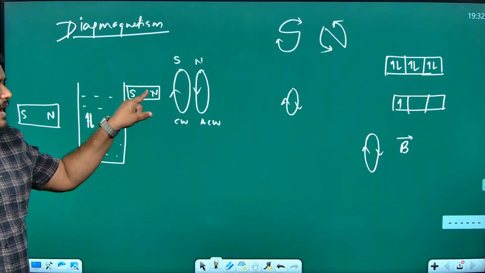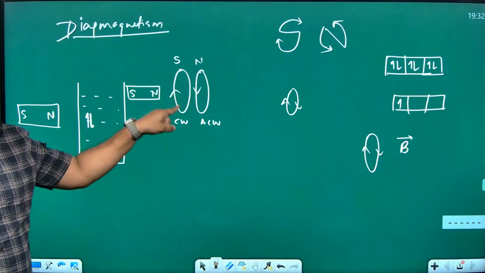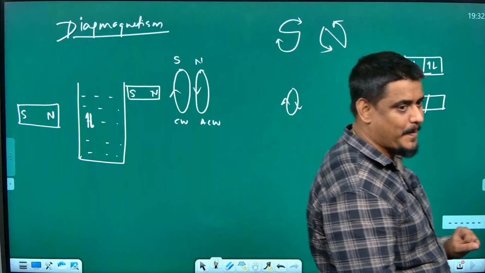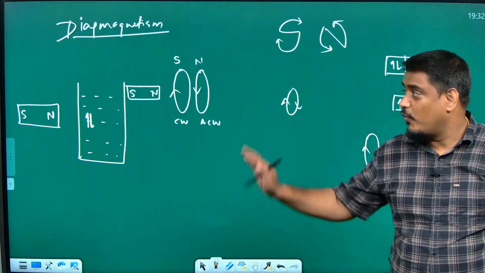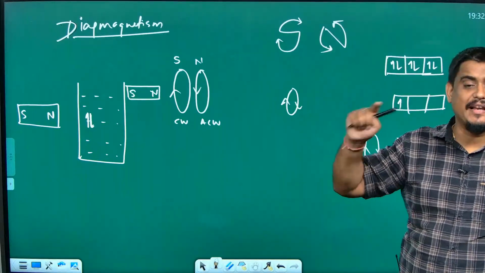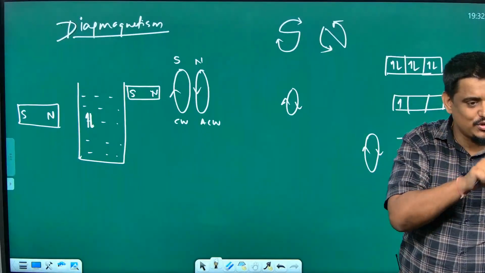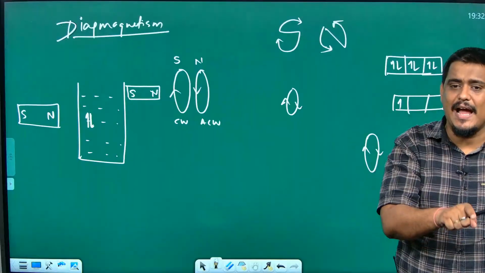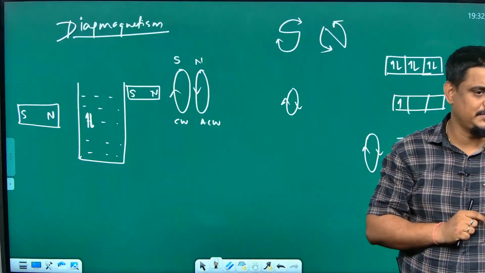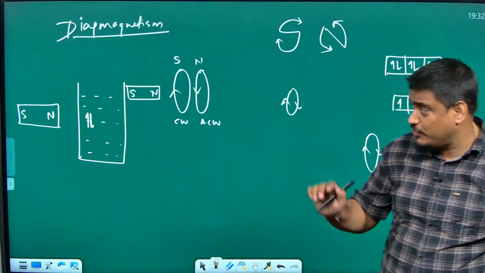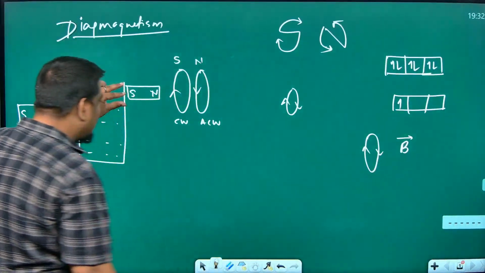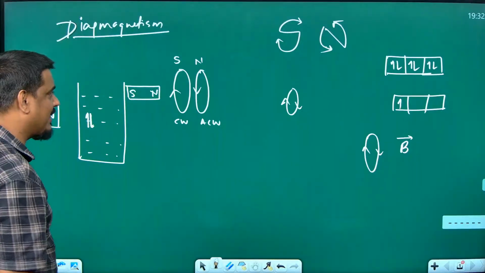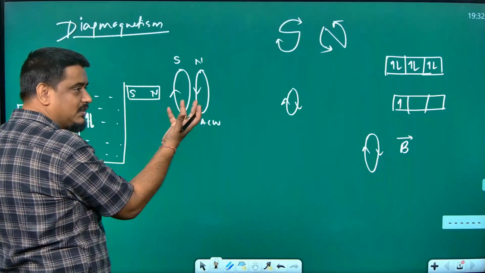since the magnetic field lines are changing in these loops, there will be an induced current. I told you in the previous class, whenever there is a change in magnetic flux, there is an induced current, and the direction of induced current will be in such a way that it opposes the cause of it. So when the north is coming near these two loops, loops meaning current moving in circular paths, what will be the net effect?